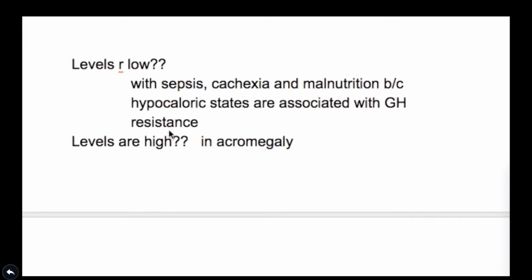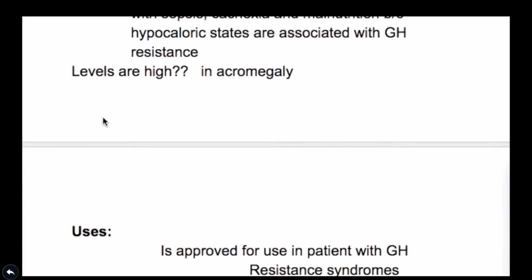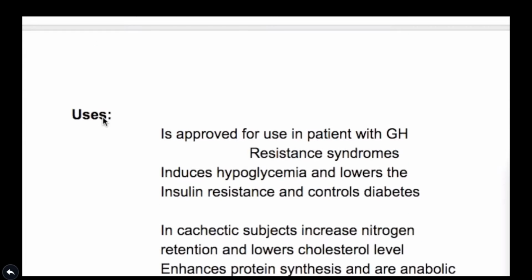So what are the conditions? We have lower levels of IGF-1. It is lower with sepsis, cachexia, and malnutrition, because hypocaloric states are associated with GH resistance. What are the conditions where IGF-1 is high? It's high in acromegaly.